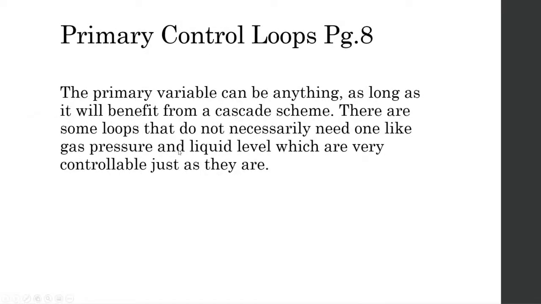Okay, so that's all secondary loop stuff. Primary loop stuff here. The primary variable also can be anything as long as it stands to benefit from the cascade scheme. There are some loops that don't necessarily need one, like gas pressure and liquid level. They just tend to be more or less controllable the way they are, in that medium-ish area. But again, if you have the possibility to use something that's faster to change something that's slower, cascade can be something that you can use.